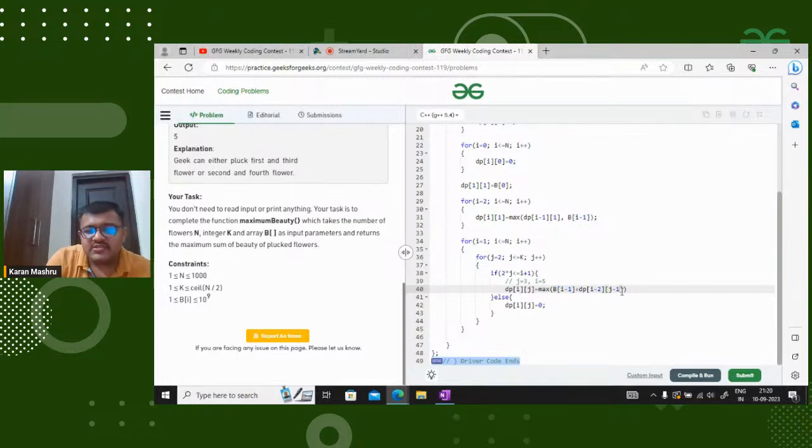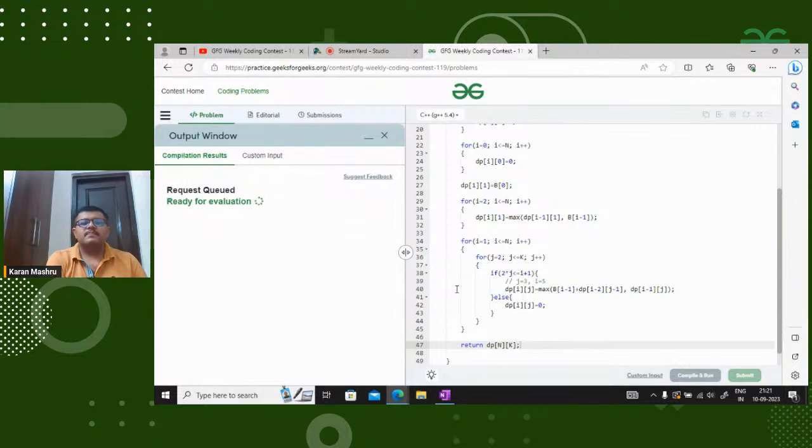And if we do not consider the ith flower, then it would be dp of i minus 1 and j, because if we do not consider it, we still need j number of flowers considering the first i minus 1 flowers, and then we can return it. So we can return dp of n k, which will denote the maximum beauty which we can get by plucking k flowers considering the first n flowers.